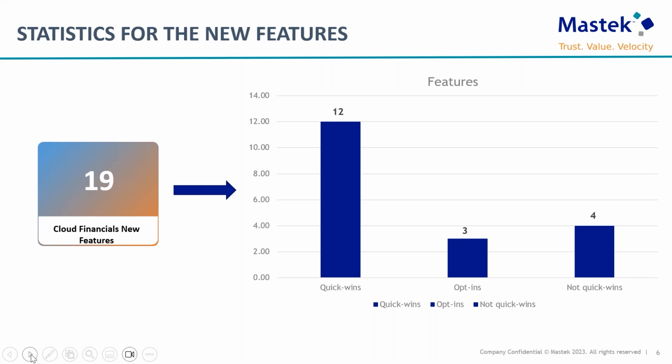So there are in total 19 new features in this release. 12 are quick wins, 3 are opt-ins, and 4 are not quick wins, which means 12 are default features, 3 need to be enabled, and 4 require more significant configuration, time, and effort to enable. Let's jump on to our first category of features, which are quick wins.